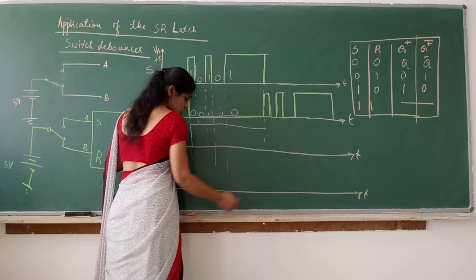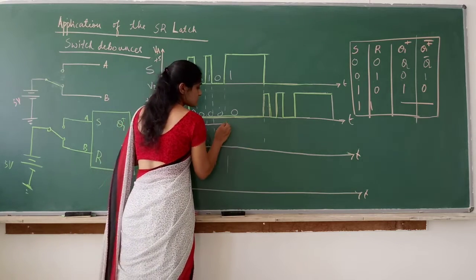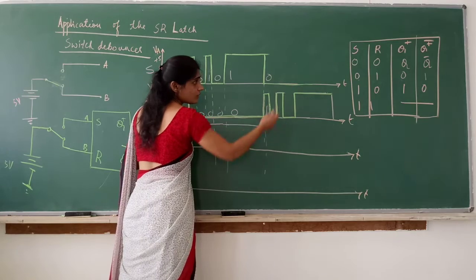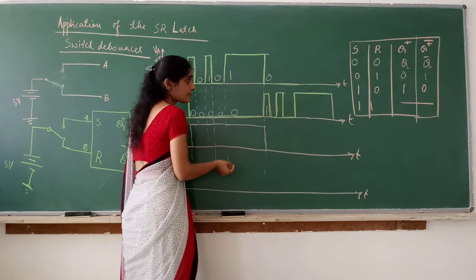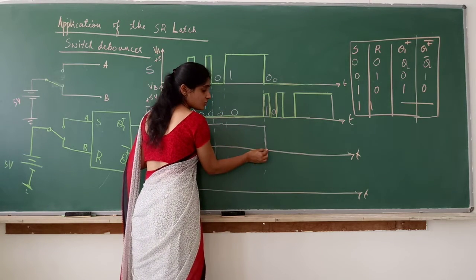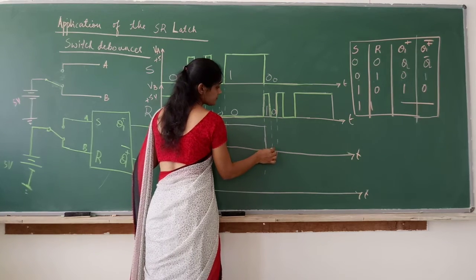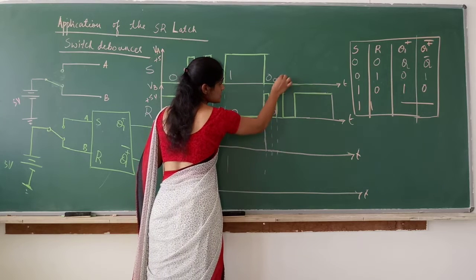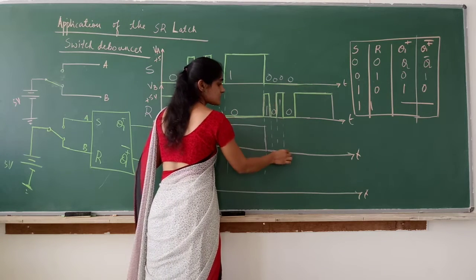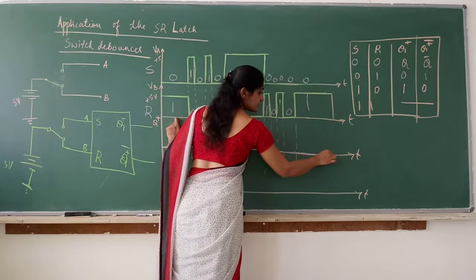Because till here the inputs have not changed. Am I correct? Whenever the input changes, you have to be very careful. Otherwise it is the same output. So here it is 1. Now 0, 1: the output becomes 0. Then 0, 0: same state, so the previous state 0 is retained. Next 0, 1: again 0. Again 0, 0: previous state, so again 0. Here 0, 1: 0. Again it is 0 till here.